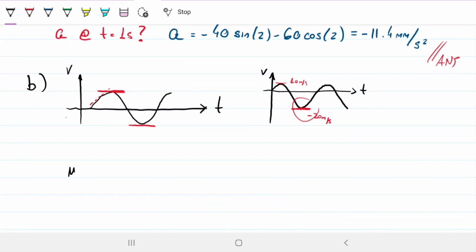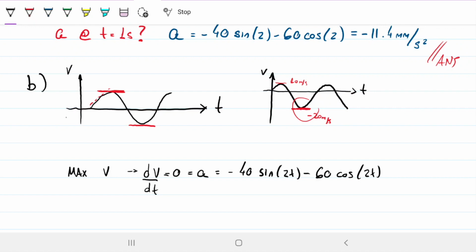So if I want a maximum velocity, I'll take the velocity equation, derive it with respect to time, and make it equal to 0. The derivative of the velocity, we know already, is equal to the acceleration, so all I need to do is find where the acceleration equals 0. So I need, where's my acceleration function? That's going to be minus 40 sine of 2t minus 60 cosine of 2t, and that has to be equal to 0 for me to find the maximum one.